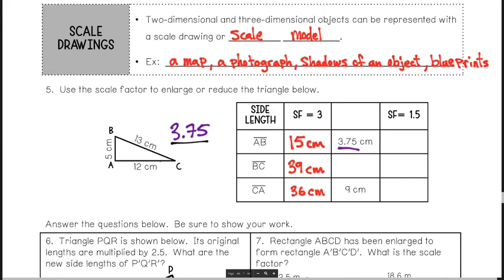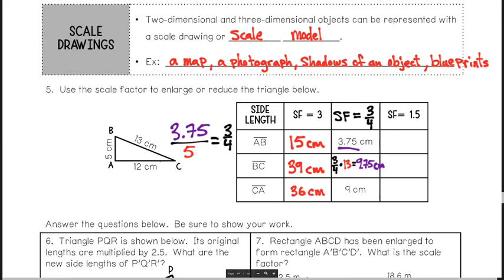So I do that. 3.75 divided by 5, and that gives me 3/4, or 0.75. That means my scale factor has to be 3/4. I then take my scale factor and multiply it by the side length BC to get this missing value. So if I multiply that, I'm going to get 3/4 times 13, and that equals 9.75 centimeters.